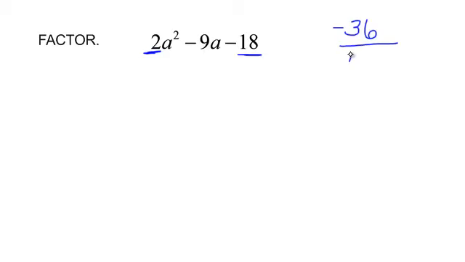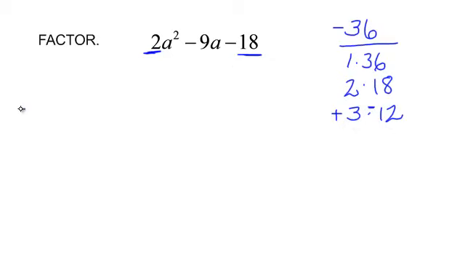Well, let's start. 1 times 36. When I subtract that, I will get 35. Not what I want. 2 times 18. When I subtract that, I will get 16. Not what I want. 3 times 12. When I subtract that, there it is. I will get 9. But I want negative 9. So I'm going to put the negative with my largest number here. So I'm going to use a positive 3 times a negative 12 to get negative 36. But when I add them, I will get negative 9.